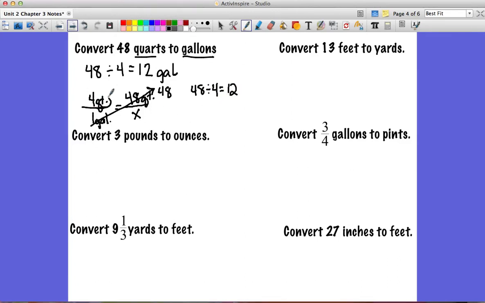Since we use quarts here, it's 48 gallon quarts, because when you multiply you get gallon and quarts together as your label. Which sounds funny, but then when you divide it by 4 quarts, the quarts cancel each other out. You get 12. All you're left with is gallons.